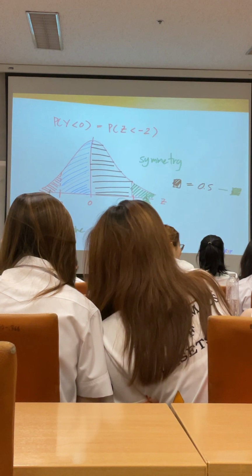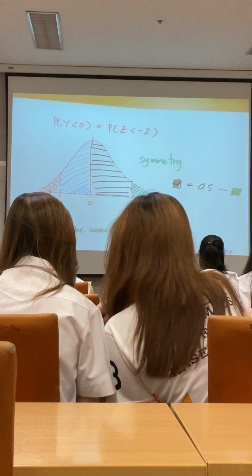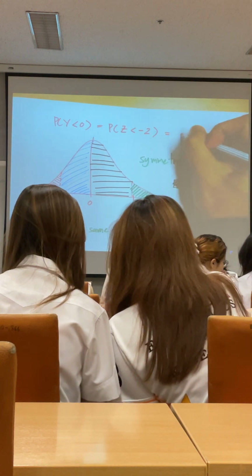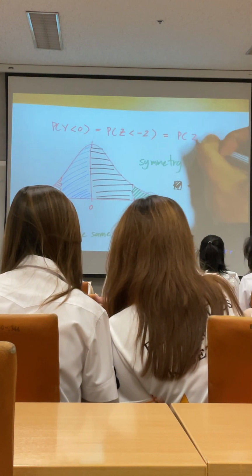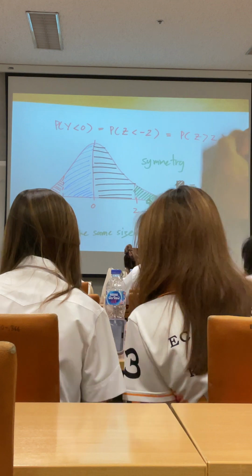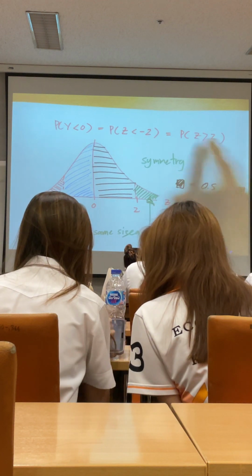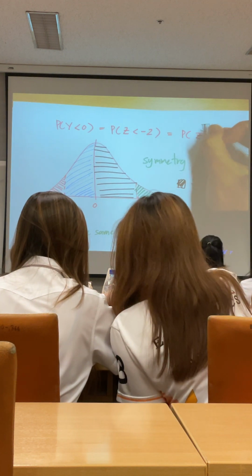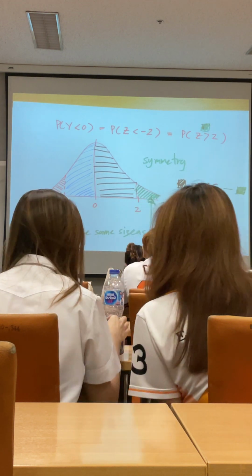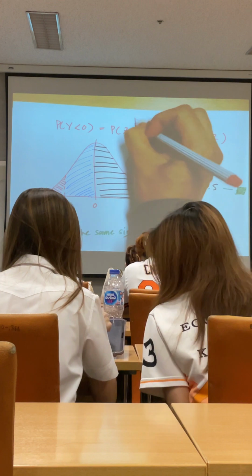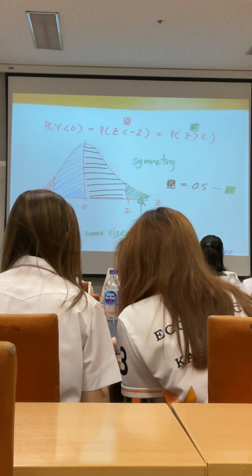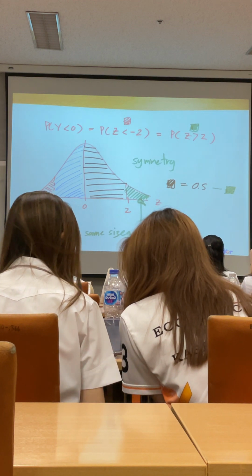In this case, the probability of Z less than minus 2 is the same as the probability of Z greater than 2. It will be the same. Z greater than 2 is the green area. Z less than negative 2 is the red area. And the green area we can read off the table.